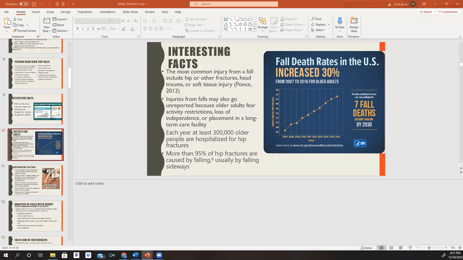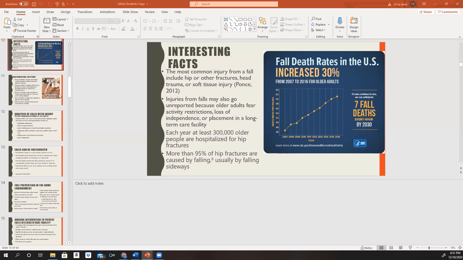All right, so the most common injuries from a fall include hip or other fractures. I can attest to that. I see that all the time. Poor little older patients, men and women, come in, they have a fall and their hips break. You're older, you don't absorb vitamin D very well, you get osteoporosis, your bones are fragile, it's a bad combination. Then you have head trauma or soft tissue injury.